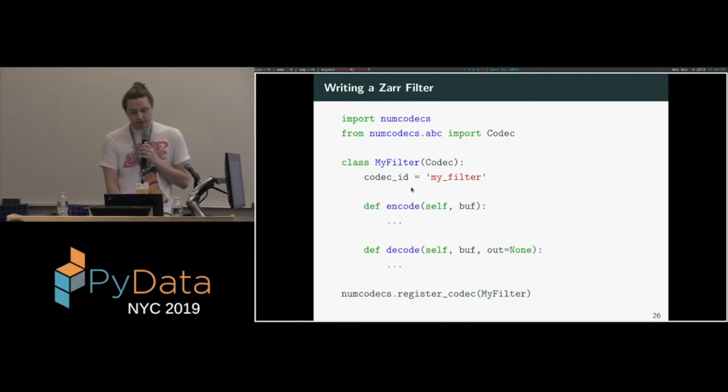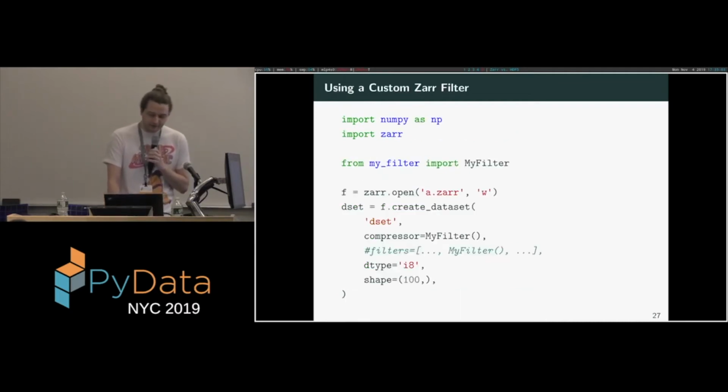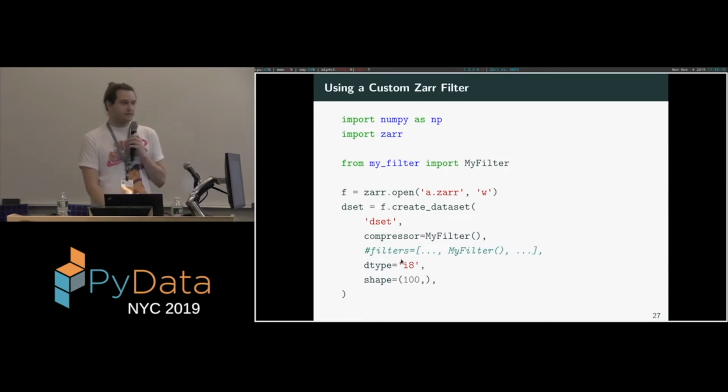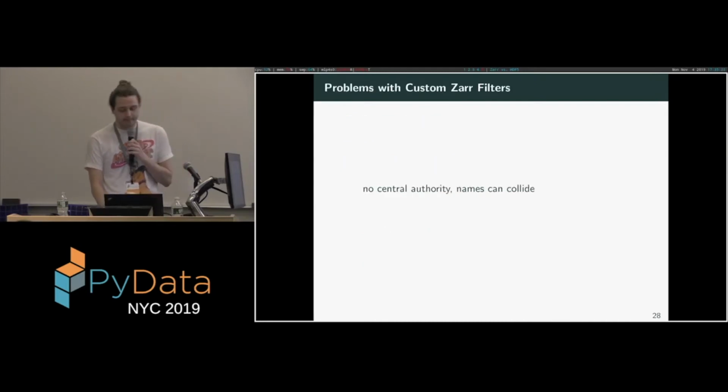You also need to set this codec ID, which is a string, unlike an integer. And that's going to be the unique thing that gets written into the file, so when we open the Zarr file, we know what filter was used. And then we need to call register codec. So this code all fits on a slide. The other one, the H5 one, didn't. And then to use it in Zarr, you just import it like a Python object, and you can pass either compressor equals an instance of your filter, or you can pass filters in a list, and they're all going to happen in the order defined in that list. And then for decompression, they're going to run back through the other way.